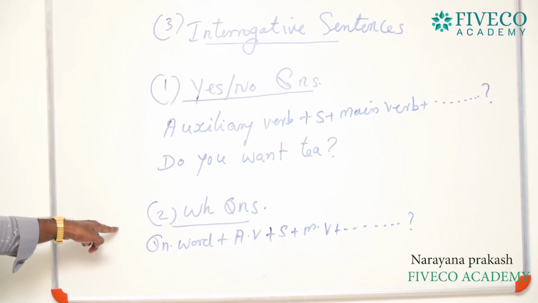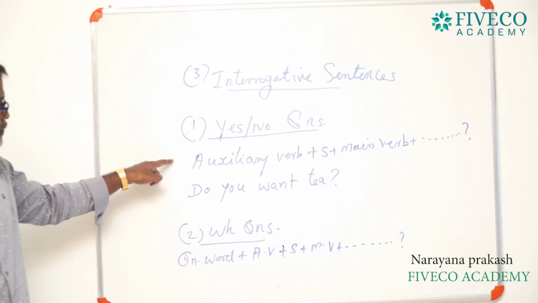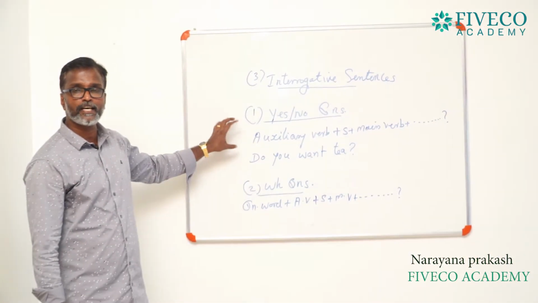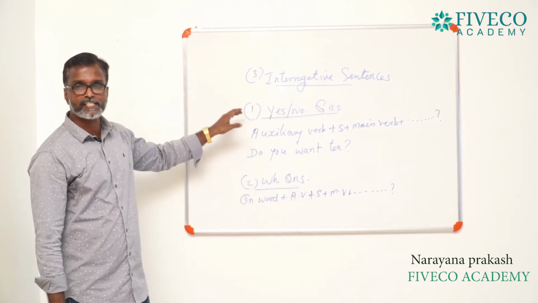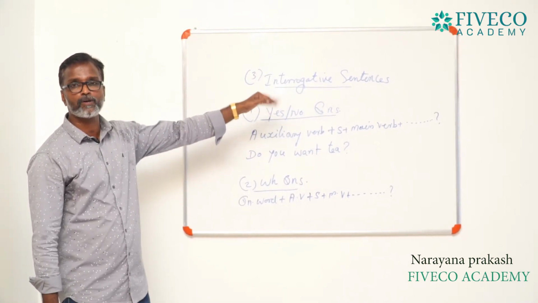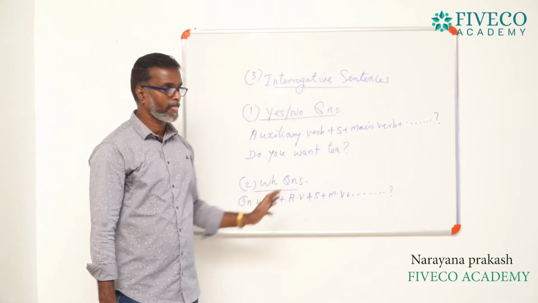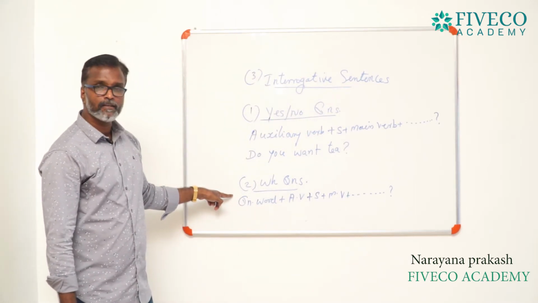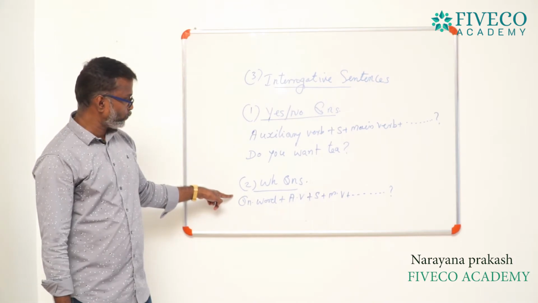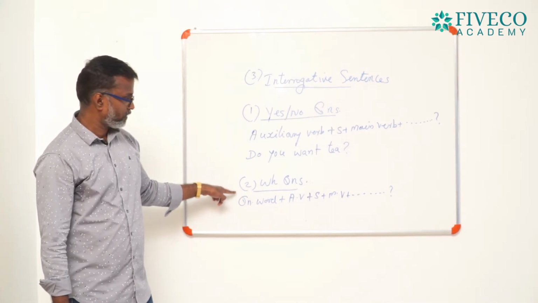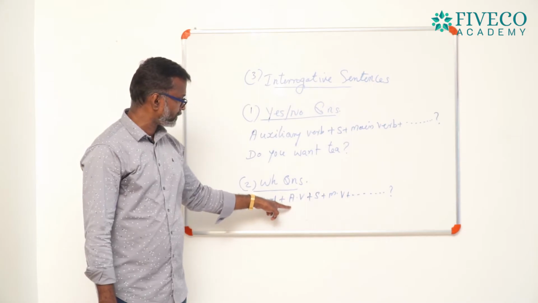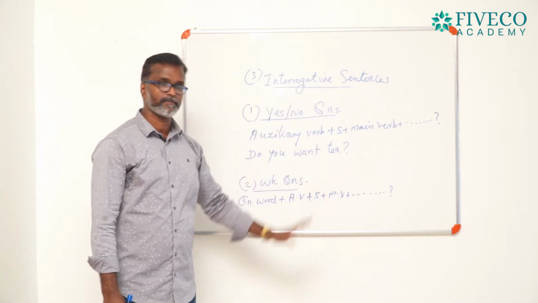What difference do you see? In the yes or no question, there is no question word. We start that question with an auxiliary verb. First we use auxiliary verb, subject, main verb, etc. And in the WH question, what happened? We use the question word first and the auxiliary verb second, then subject, main verb.